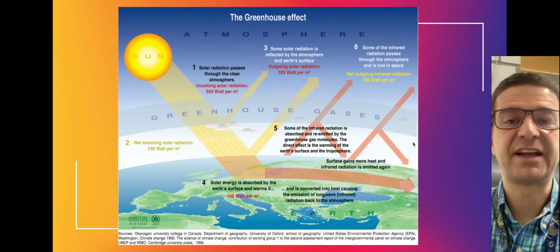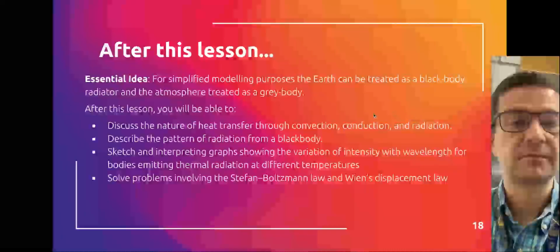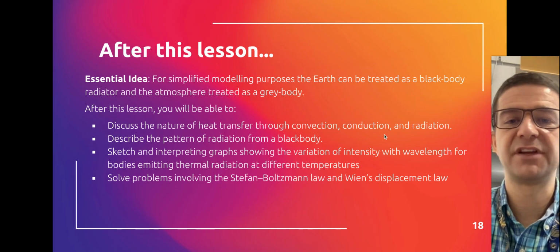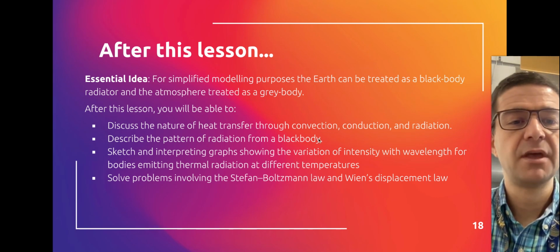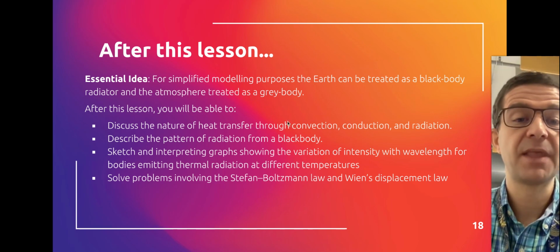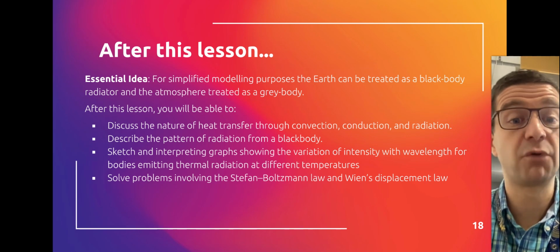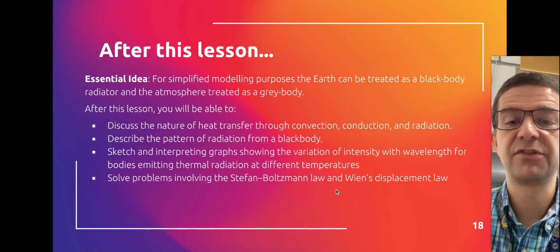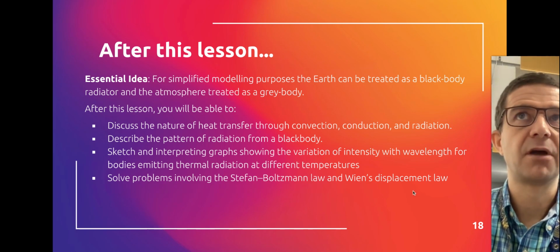We'll look at the greenhouse effect in our next section. Just to check that you've gotten everything that you need from this video, you should be able to discuss the nature of convection, conduction, and radiation, specifically to be able to describe the pattern of radiation from a black body, both in terms of where its peak intensity would be from Wien's Displacement Law, and the total amount of energy emitted from the Stefan-Boltzmann law, the T to the fourth law. And there are a number of problems that you can solve with Stefan-Boltzmann and Wien's Displacement Law.